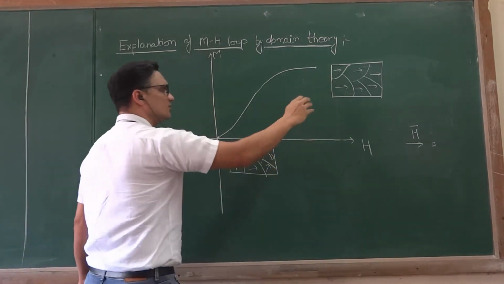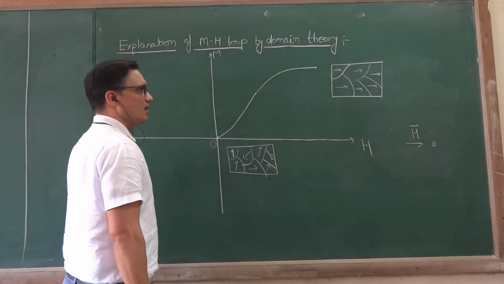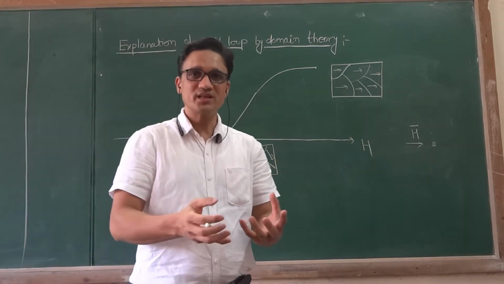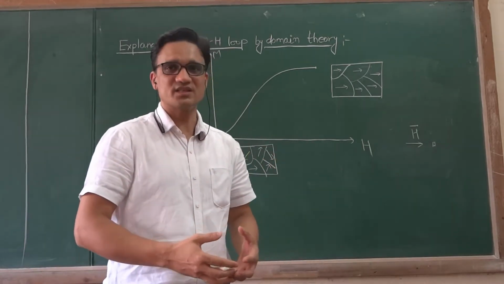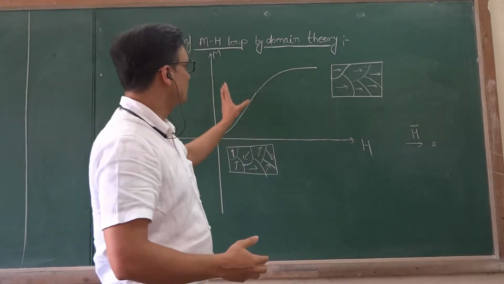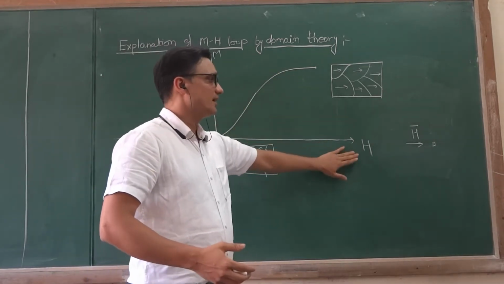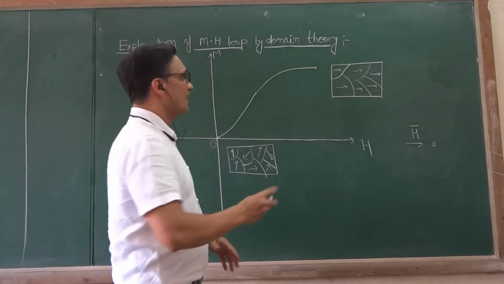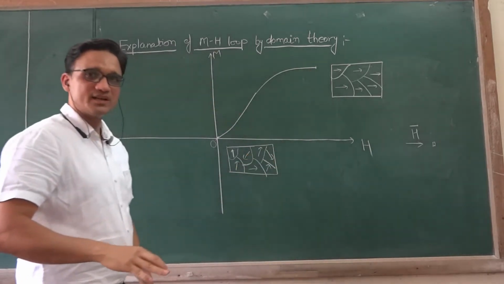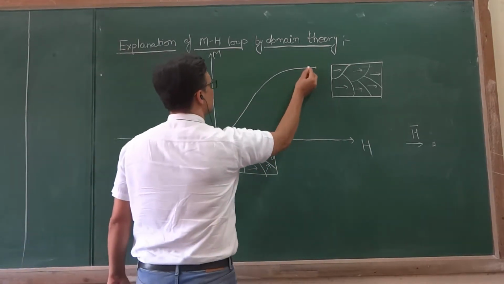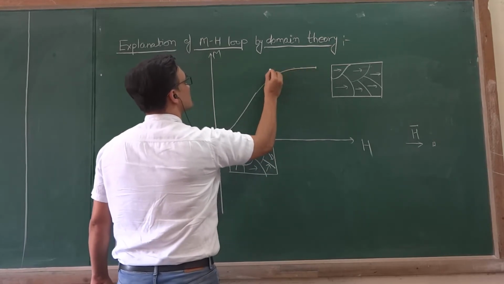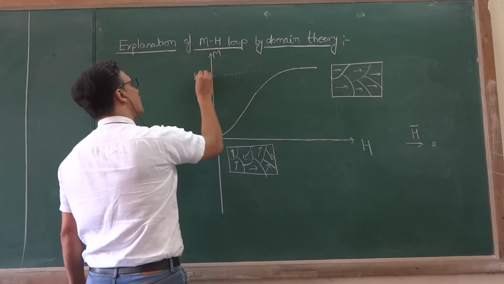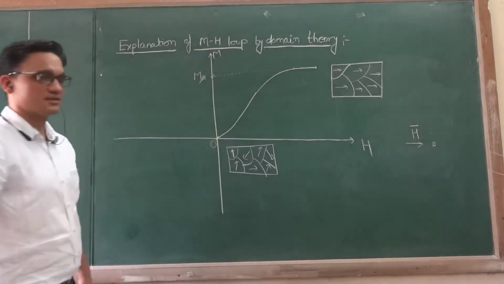At this point, all the domains are aligned in the direction of the external magnetic field. So there is no further increase in the magnetization because there are no other domains left to align in that direction. This point is called saturation, and the magnetization you receive at this point is called the saturation magnetization. If I draw a line which cuts the y-axis perpendicularly, this point is called the saturation magnetization, MS.